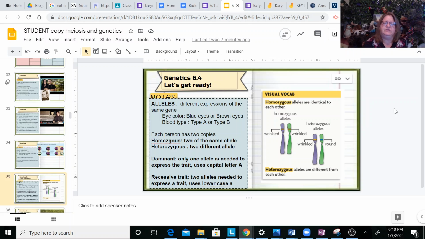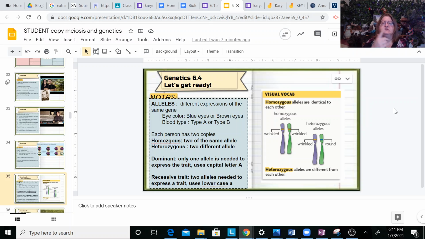First of all, different expressions of the same gene is called an allele. So, for instance, eye color, you could have blue eyes or brown eyes, hazel eyes, green eyes. Those are the majority of the eye colors that we see. So eye color has different alleles. They're still eye color, but they have different versions.